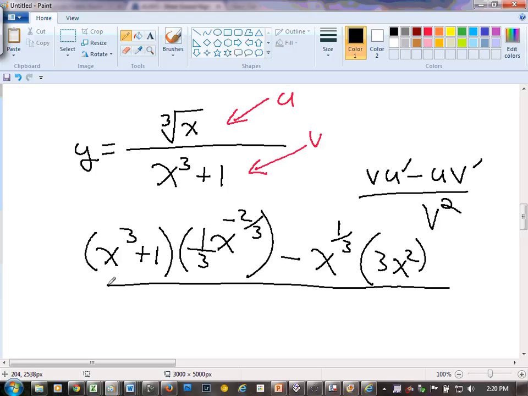Wait, where'd you get x? Can you look at the cube root of x and see that it's the same as x to the 1/3? Oh, okay. I was reading it all. Okay. The bottom part is simply going to be the v squared.